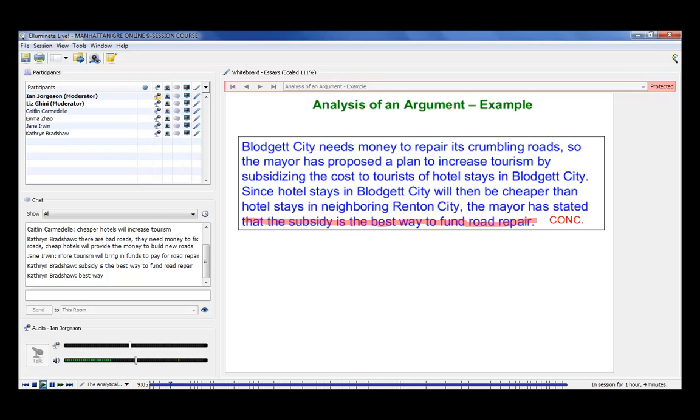Yeah, I'd agree with that, Catherine. That seems like a strong phrase. It's not just one way to fund road repair. It's actually the very best way to fund road repair. Watch out for those extreme statements, right? That's a problem right off the bat. Okay? So what evidence does the mayor give us that this subsidy is the best way?